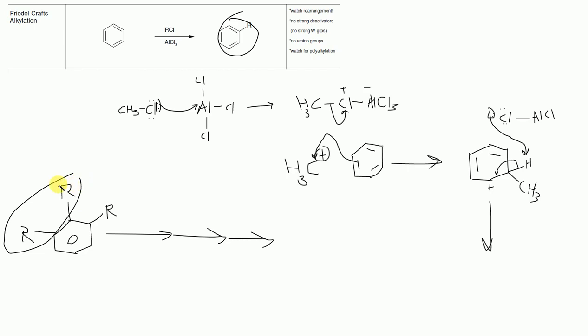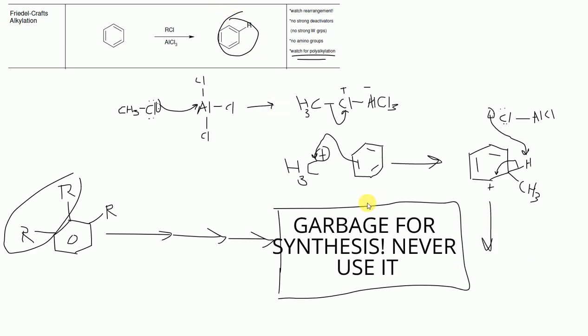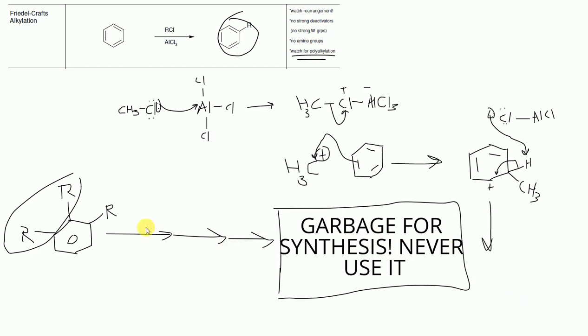And this is something that we don't want, because let's say I only want to add one R group, but this reaction can't be controlled and it adds multiple R groups. And so this is called polyalkylation. Just a reminder right now, so that when you see it later, I'm going to put this in. Okay. All right, and so that's why, whenever you're doing synthesis for this exam and you have to add an R group to a benzene ring, you will never use alkylation. That's because it always gives polyalkylated products. And so this is garbage for synthesis, and you will actually get points off if you use it.